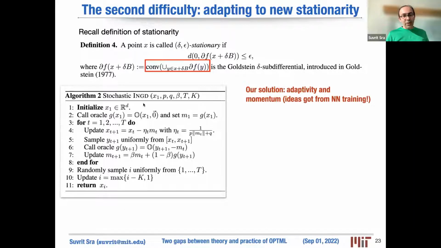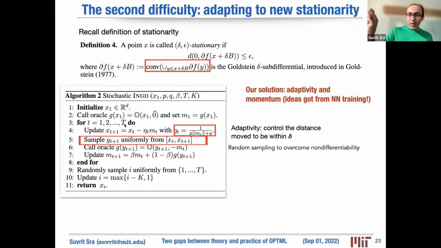Look at a scary looking pseudocode, or maybe not, depending on if you like pseudocodes. But I just want to point out some key ideas. You've heard that momentum is very widely used, right? Adam, M stands for momentum. So we use momentum, and I'll tell you quickly where we use it, and that's really a cool thing. And we use adaptivity, which basically means don't use a constant step size, use a step size that is estimated based on past gradients. That's what Adam is doing. So we use an adaptive step size to be able to satisfy the delta part of the stationarity condition. Then some kind of random sampling along a carefully chosen line segment is used to overcome non-differentiability.